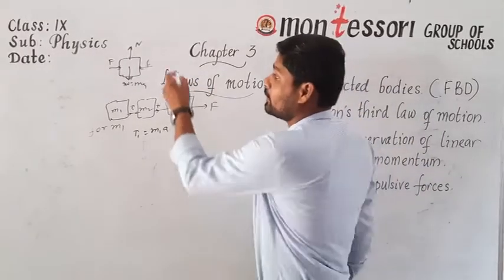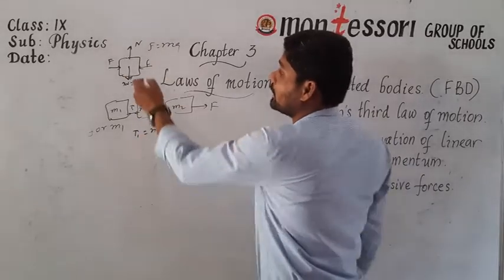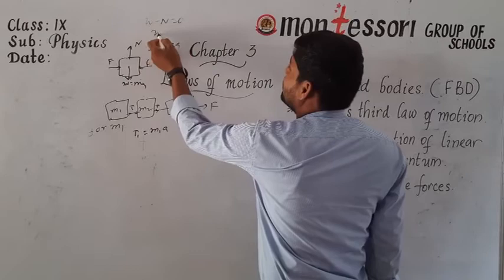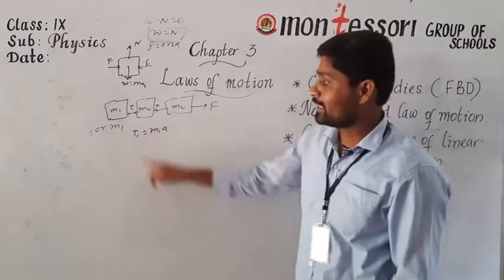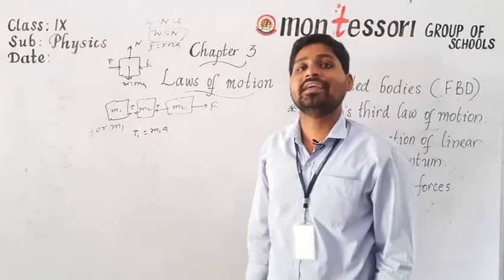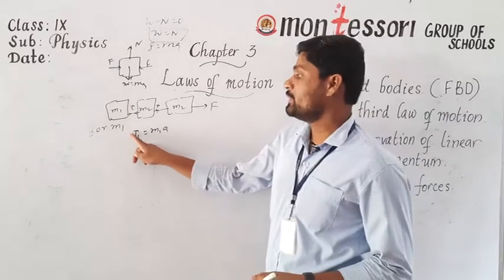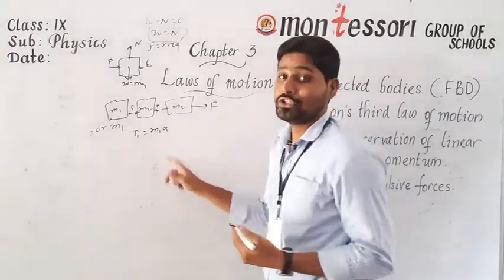So what is the horizontal force here? F is equal to ma. What about the vertical forces? W minus N is equal to 0, and W is equal to N. If you take downward as positive, then upward we have to take as negative, opposite, right? So for mass m1, the horizontal force equation is T1 is equal to m1 into a.